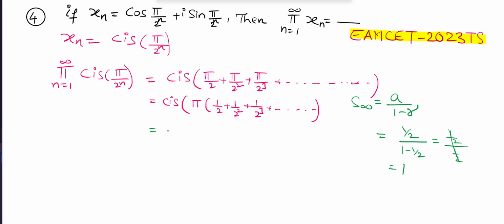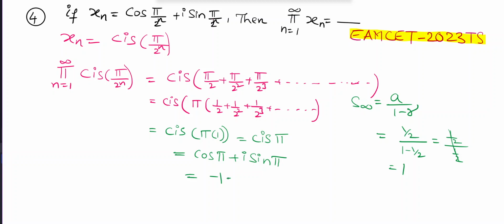So this value is cis of pi into the infinite GP value, which is 1. Pi into 1 is equal to cis pi. Cis pi is written as cos pi plus i sin pi. Here the cos pi value is minus 1, plus i into the sin pi value 0. That is equal to minus 1. That is the required answer.